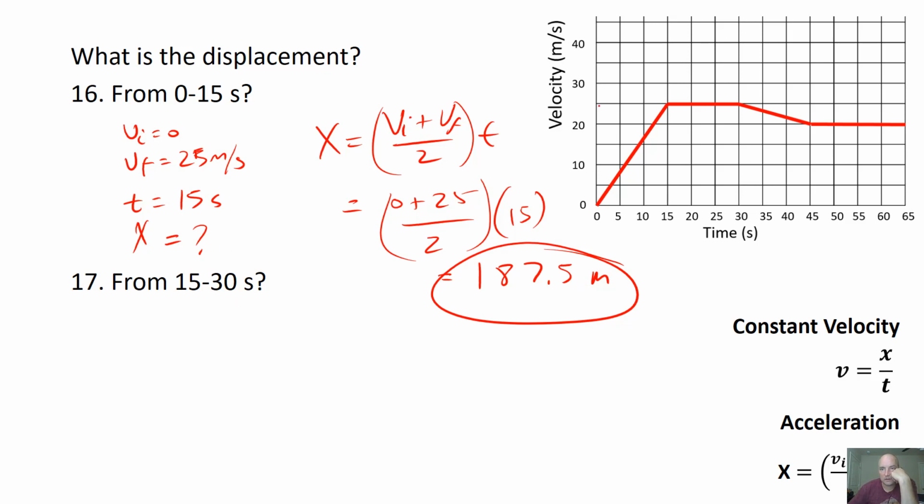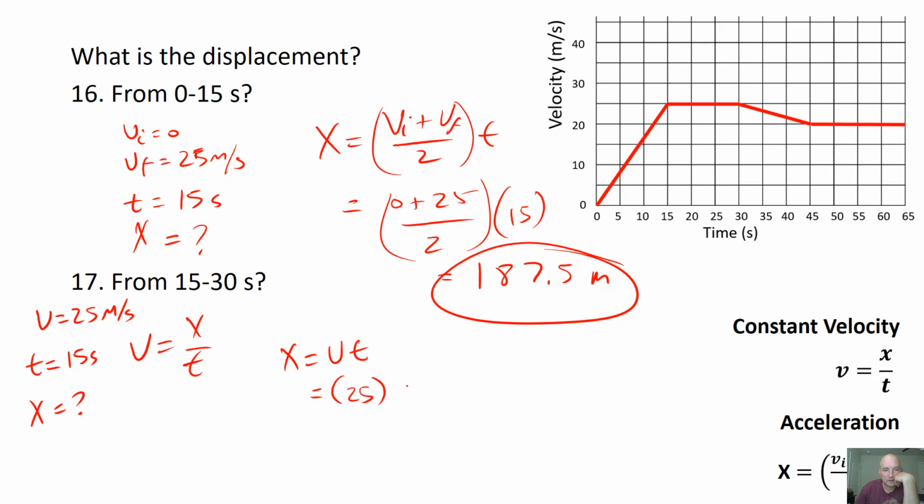Okay, from 15 to 20. For that one, you're going to take v equals x over t. From 15 to 20, you have a velocity of 25. It's a constant velocity, so we're not going to say VI or VF. We have a time of 15 seconds again, and then we have an x that we're looking for. You rearrange this equation, and it ends up being x equals vt. So v is 25, t is 15, and 25 times 15 equals 375. So 375 meters is how far you went during this interval right here.